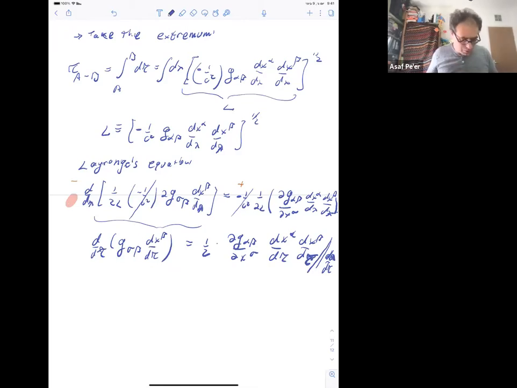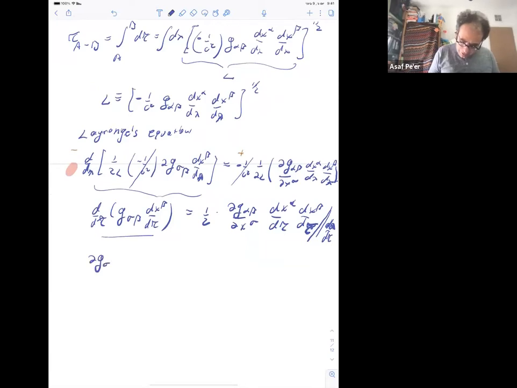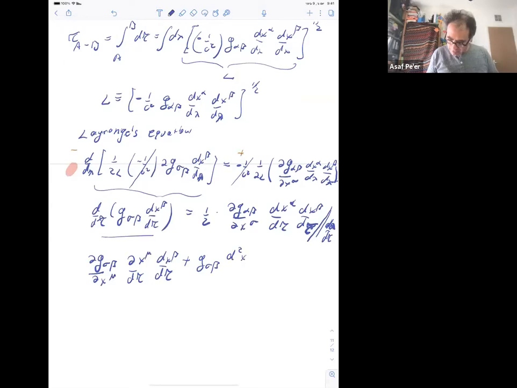And so the equation of motion that we have here, I can write down as, okay, let's start from here: dg sigma beta over dx mu, dx mu over d tau, dx beta over d tau, plus g sigma beta d squared x beta over d tau squared, minus, now I take the right-hand side and move it to the left, so minus 1/2 dg alpha beta over dx sigma, dx alpha over d tau, dx beta over d tau, is equal to 0.